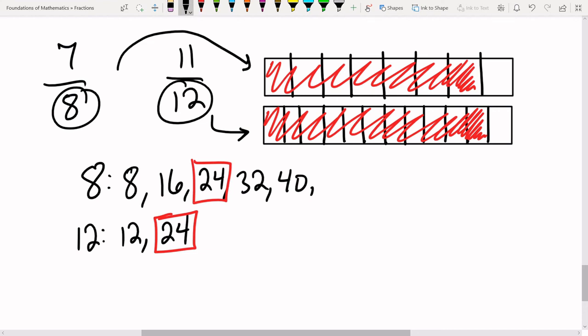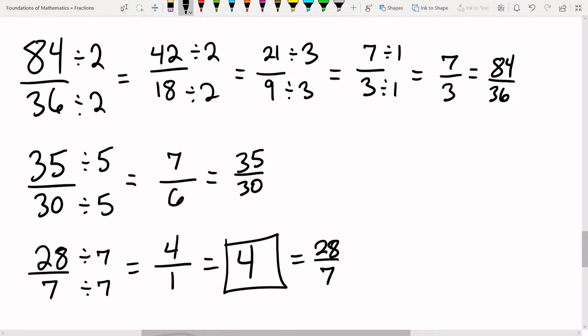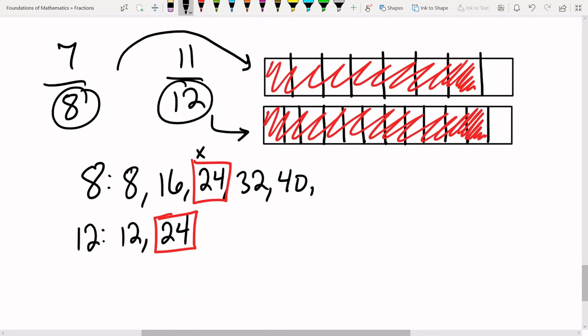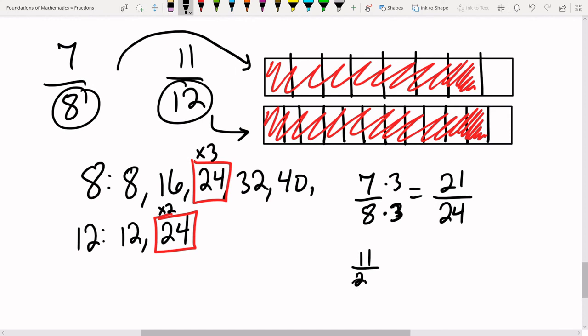All right. Now, let's make the denominators. Let's scale them up to this common denominator of 24. Well, to reduce, we just divided, right? So to scale up, we're going to do the opposite of division, which is multiplication. 8 times 3 is 24. So 7/8, we're going to multiply on top and bottom by 3, is the same thing as 21 over 24. 12 times 2 is 24, so 11/12 times 2 on top and bottom equals 22 over 24.